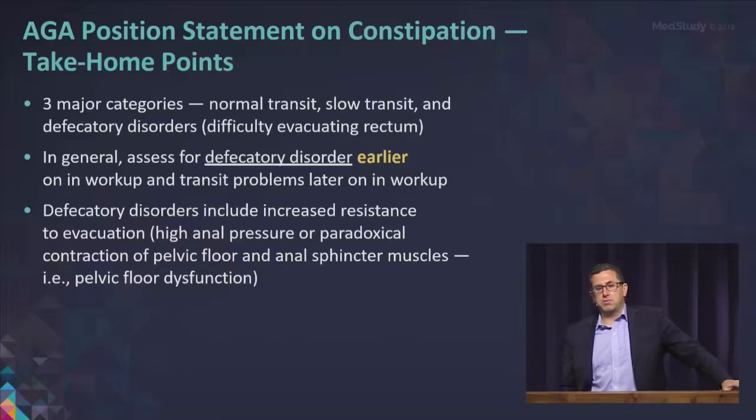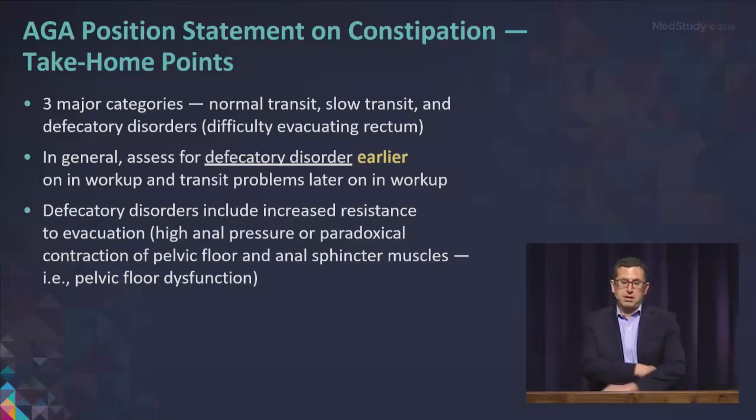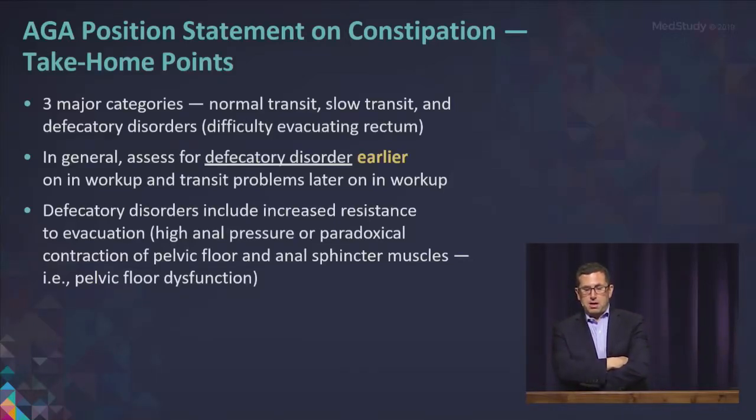There are some take-home points from the American Gastroenterological Association on constipation. These guidelines came out a few years ago, and they basically divide constipation into three categories: normal transit, slow transit, and disorders of defecation. In general, the move now is to rule out a problem with defecation before considering these other kinds of constipation, like slow transit constipation. So the disorders of defecation would include disorders with increased resistance to evacuation, so that would be pelvic floor dysfunction. So again, the push now is to rule these things out first before you start considering these other entities like slow transit constipation.